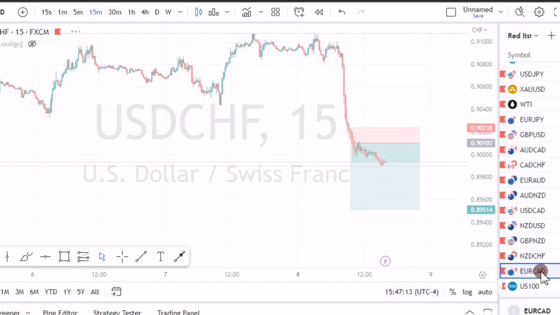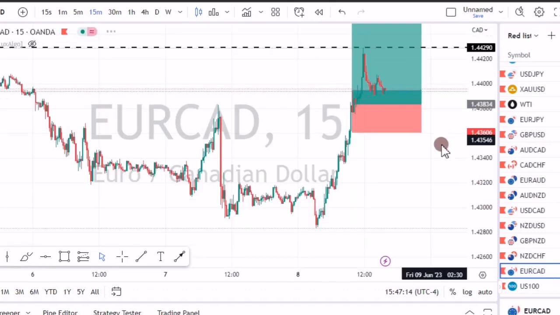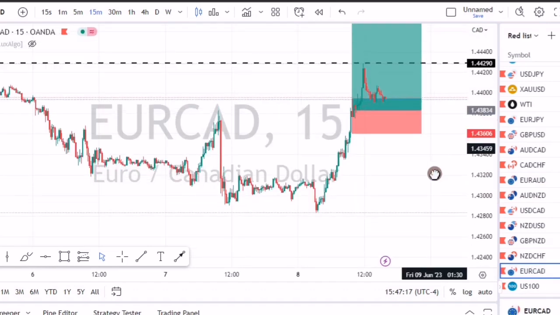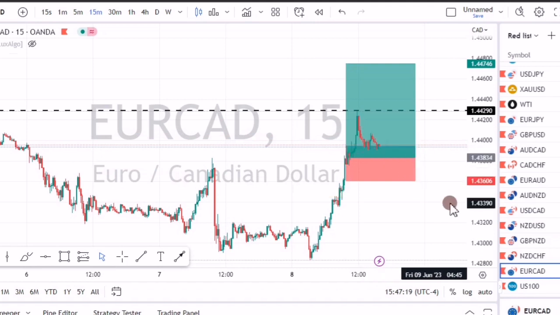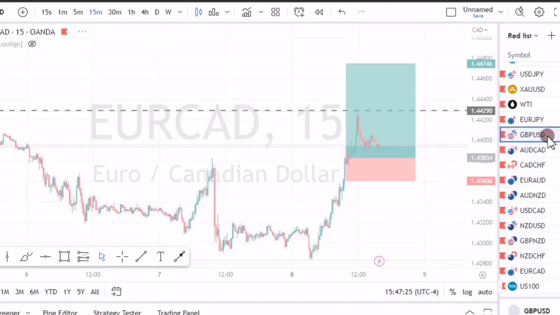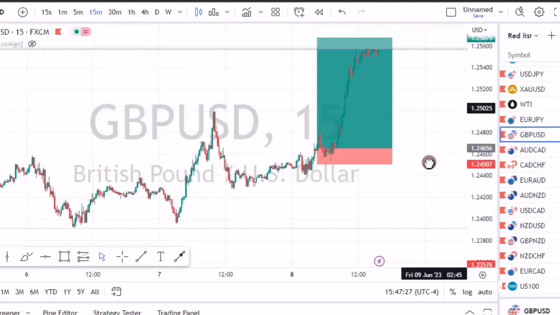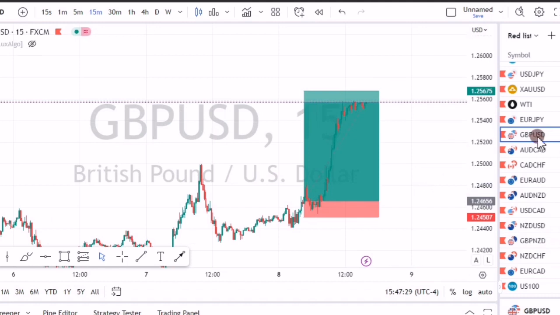I had EuroCAD. Okay, EuroCAD looks like a late entry, but it is in my direction. Okay, another one was GBP USD. GBP USD also worked very well.